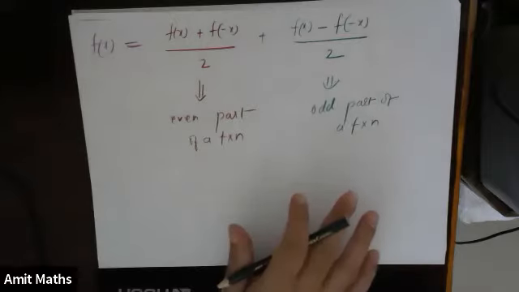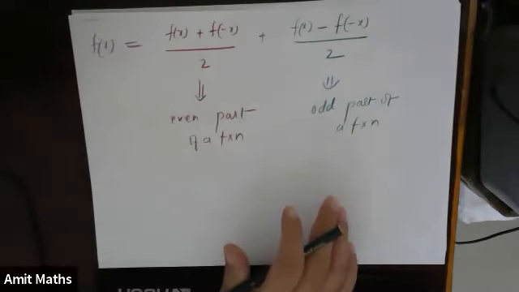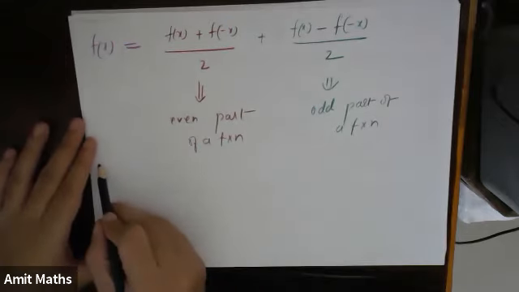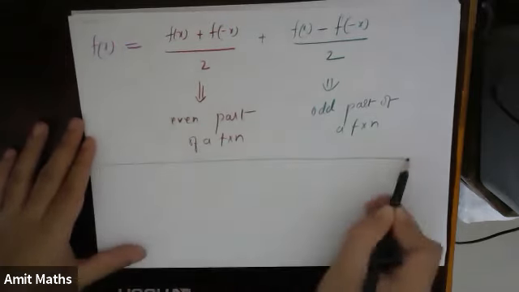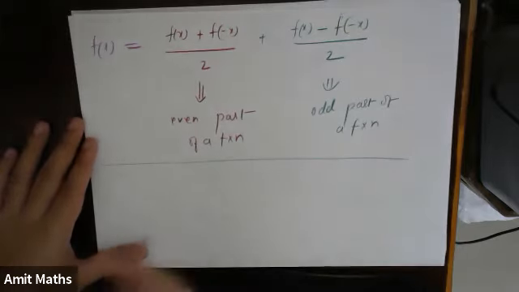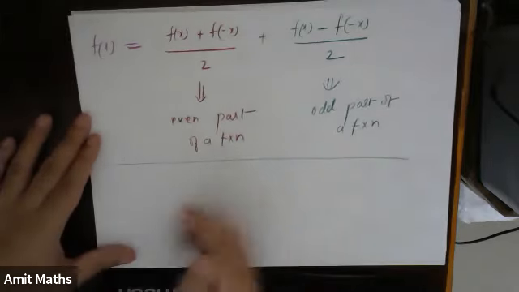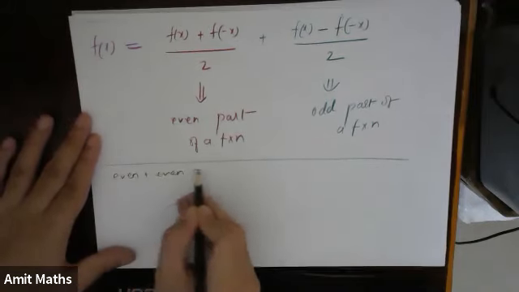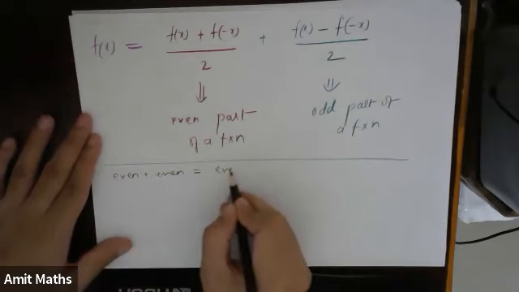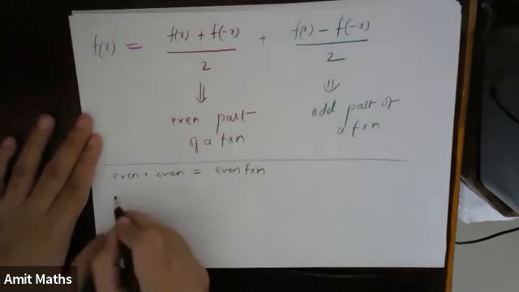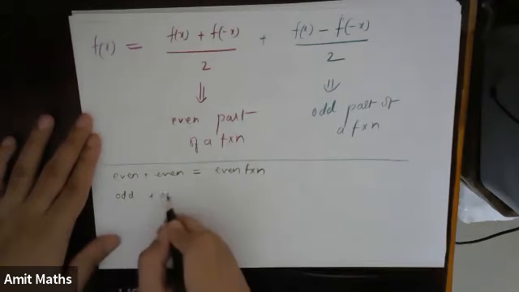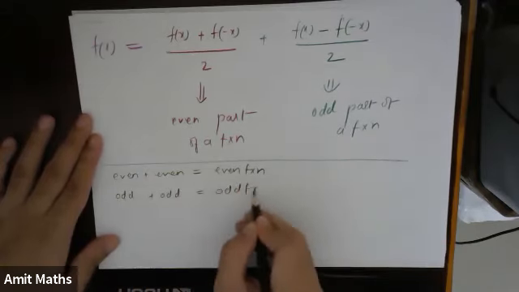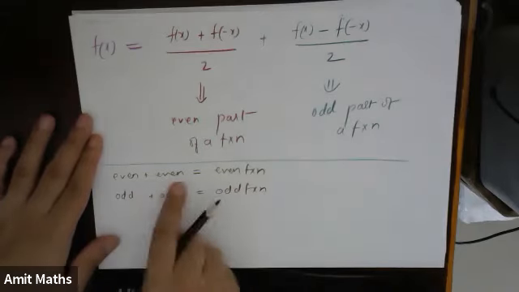Okay, I hope this one is clear for everyone. Fine. Now some basic algebra of even and odd. Suppose I add two even functions, this is very simple. If I add even plus even, what will I get? I will get a completely even function. If I add odd plus odd, what will I get? I will get a completely odd function.